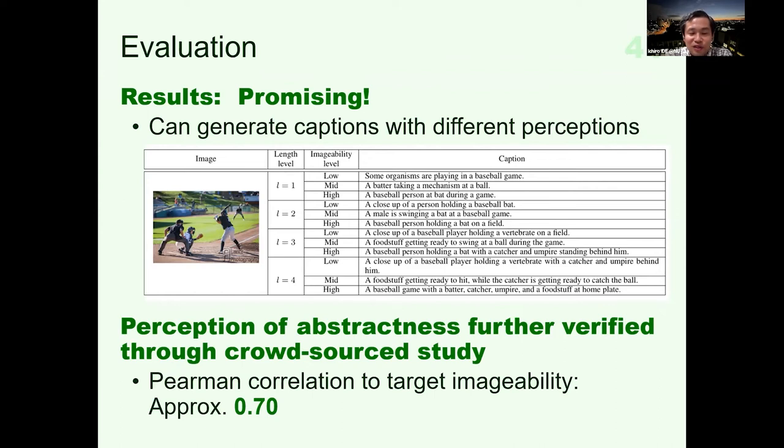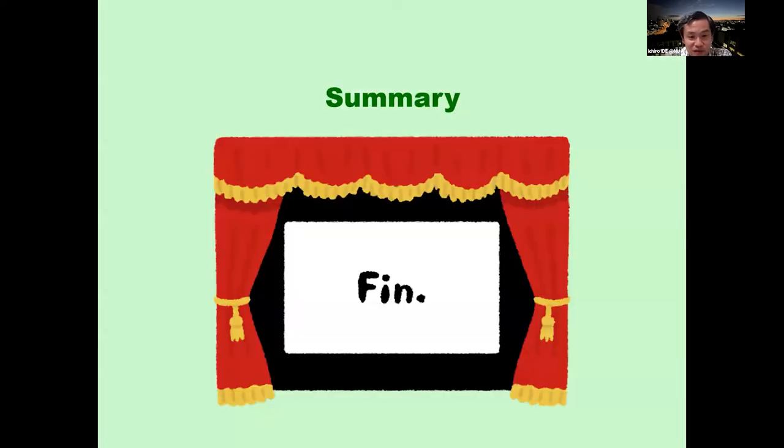We evaluated based on the perception of abstractness through a crowdsource study. We gave people two captions generated in this way and asked which one is more abstract. As a result, the Spearman correlation to the target imageability was approximately 0.7. So that's also not bad.